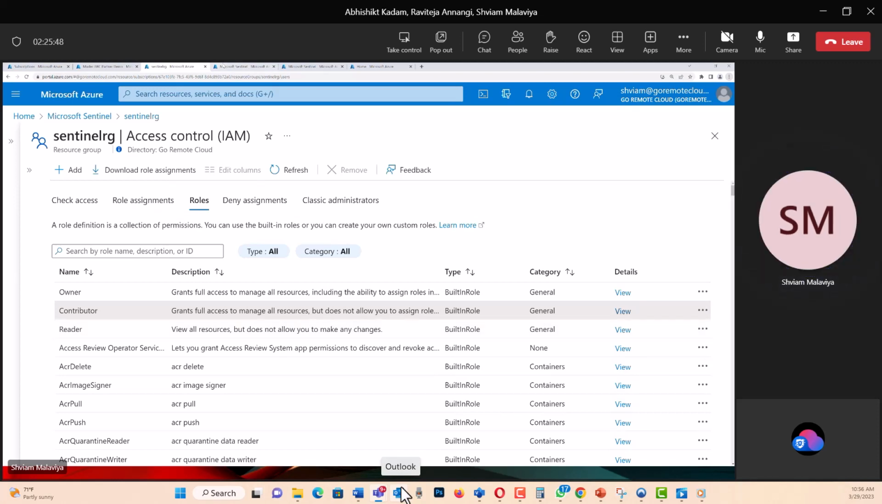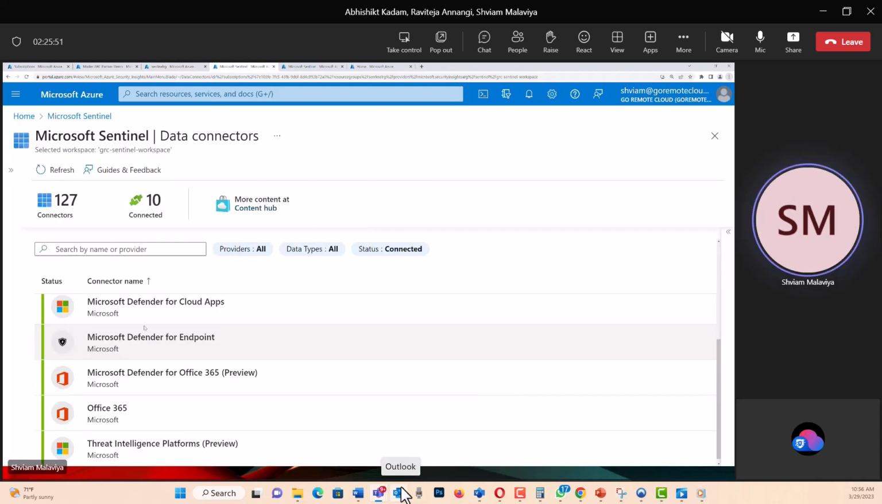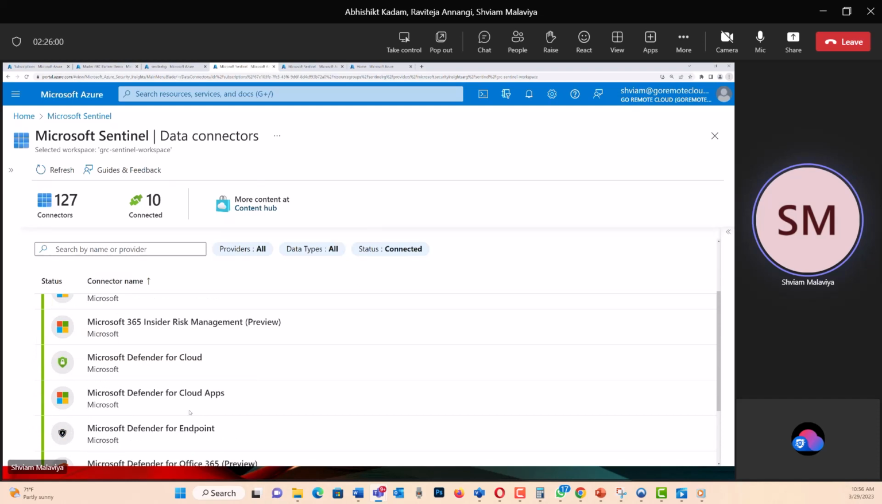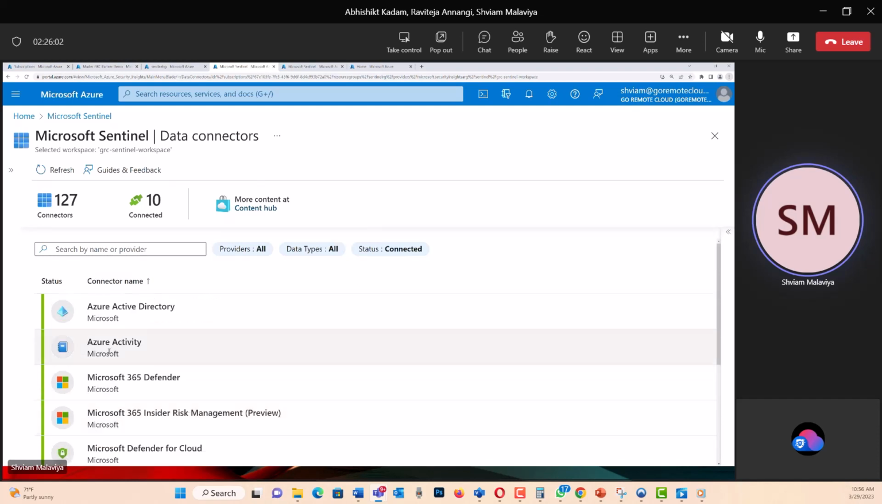Third comes the data sources. And what data sources are you referring to? So you need to identify or configure the data sources that you want to collect the security events from, such as Azure Active Directory, Azure Activity.